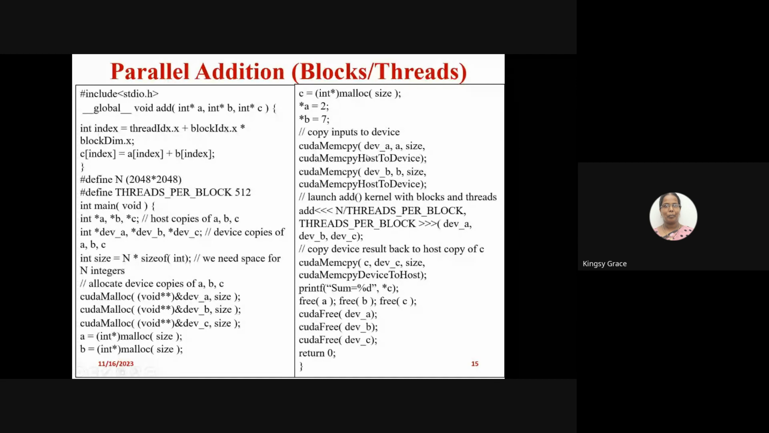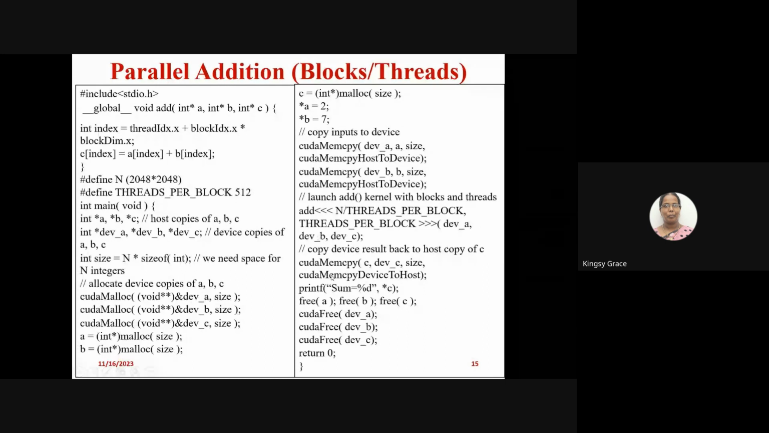After that, you have to copy both the values of A and B from host to device, that is CPU to GPU. That has happened here. Next we have to launch the kernel. We have given some bigger value N, and that has to be divided by the threads per block. If you have defined some value called number of threads per block, N has to be divided by it to get the number of blocks. Then the values are passed.